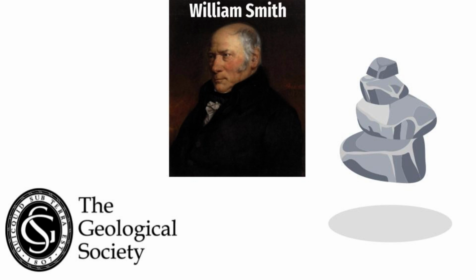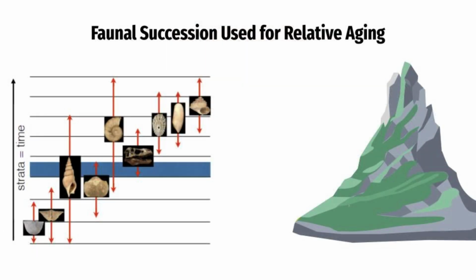Smith's ideas and work were initially ripped off by elites who plagiarized his work. Smith was only formally recognized in 1831 by the Geological Society. Afterwards he was awarded the first Wollaston Medal. Faunal succession is helpful for relative aging.